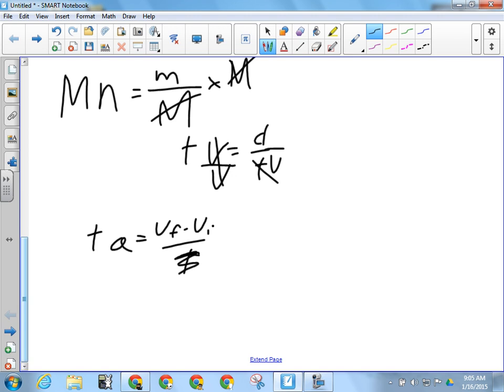Now, how do I get VI to come over here? If I'm subtracting it right now, I would add. VI plus T times A. Okay, if I was solving instead for VI, I'd start out the same and move T over, and then I would add VI to both sides, same as I just did, so that it's positive.